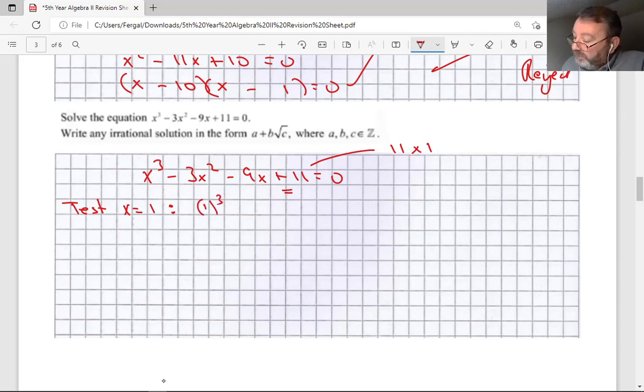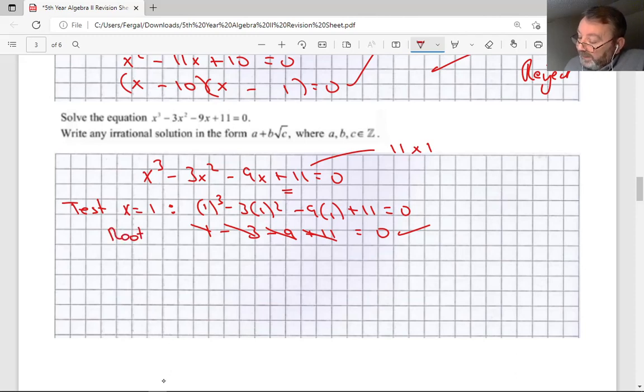1 cubed minus 3 times 1 squared minus 9 times 1 plus 11 equals 0. 1 minus 3 minus 9 plus 11 is equal to 0. 11 and 1 is 12, minus 9 is 3, minus 3 is 0. That's correct. So I found it. So x equals 1 is a root, which means that x minus 1 is a factor.